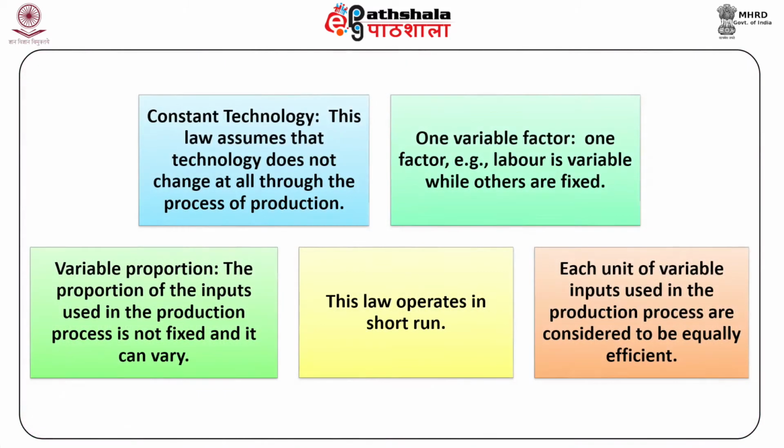First, constant technology. This law assumes that technology does not change at all through the process of production. Second, one variable factor. One factor, for example labor, is variable while others are fixed. Third, variable proportion. The proportion of the inputs used in the production process is not fixed and it can vary. Fourth, this law operates in only short run. Fifth, each unit of variable inputs used in the production process is considered to be equally efficient.